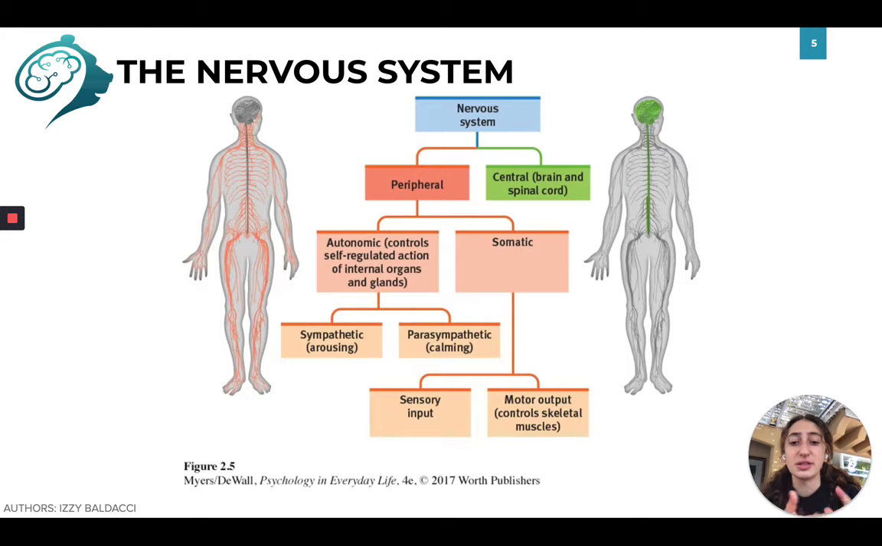Autonomic splits into sympathetic, which is rising up, and parasympathetic, which calms you back down. And central is brain and spinal cord. So you can see peripheral is more of the body, central is more of the brain and the connection, which is the spinal cord.